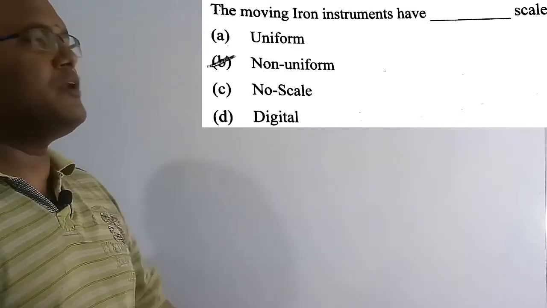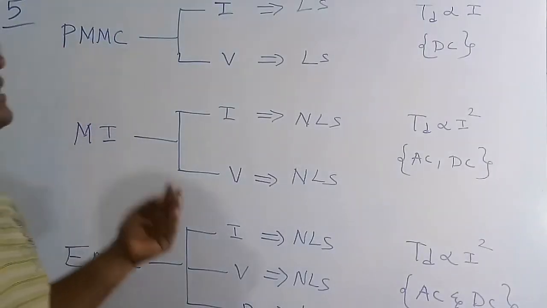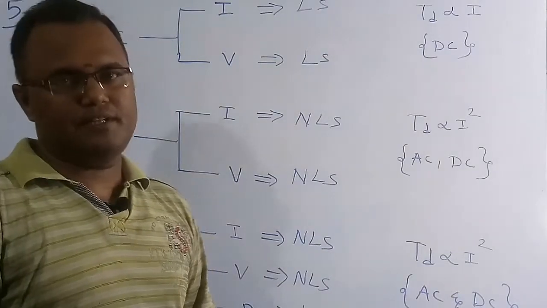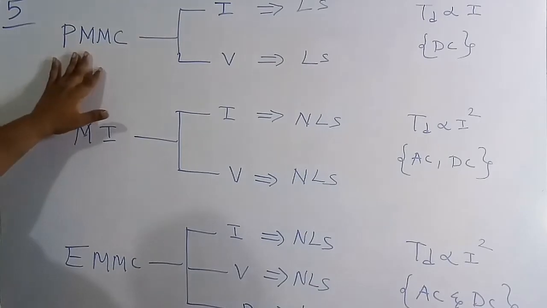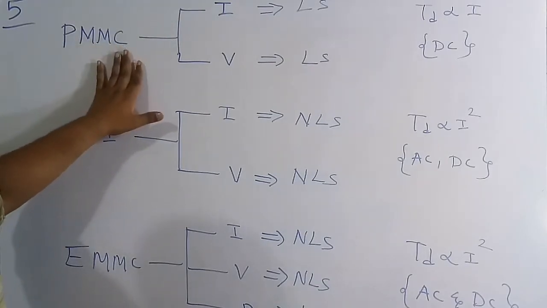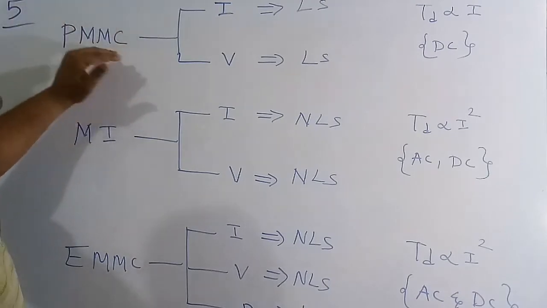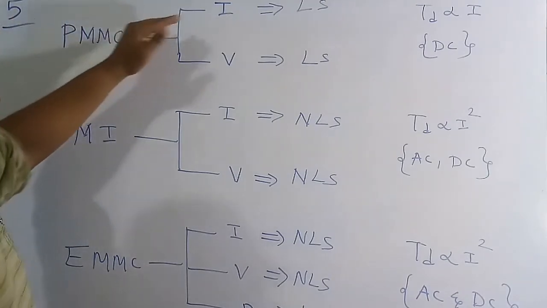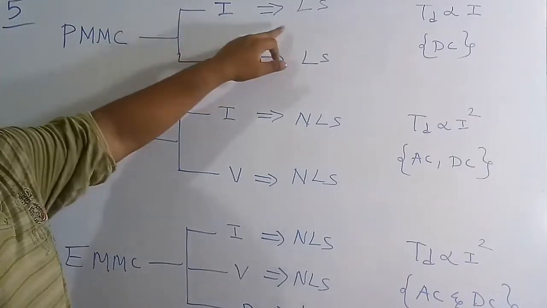Now we'll discuss something more about this. Let us discuss the different types of measuring instruments used in measurements, which are the PMMC, MI and EMMC. PMMC is called a permanent magnet moving coil. In this there is a moving coil with a permanent magnet. This measuring instrument is used to measure only current and voltage, and for current and voltage it has a linear scale.